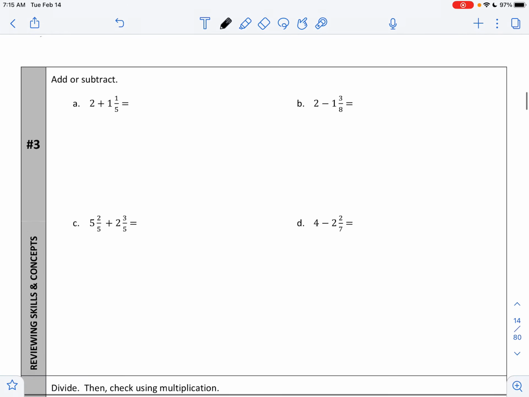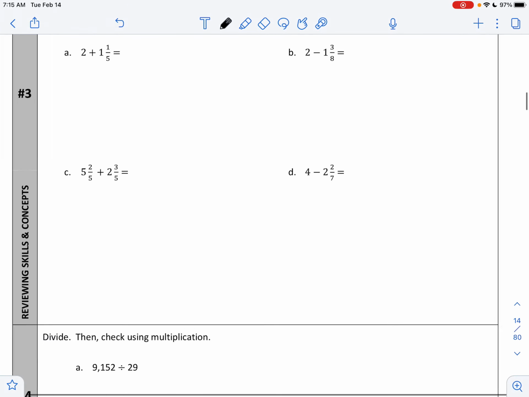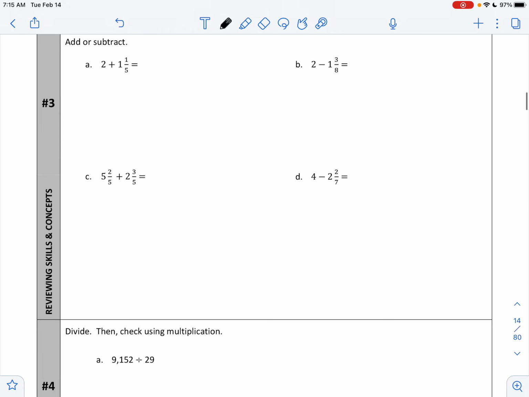And we've got some more fraction addition and subtraction and some more long division on the last page, concepts we've reviewed. Again, if these basic skills are tripping you up, please be checking in with me to get some extra help at recess or before school.